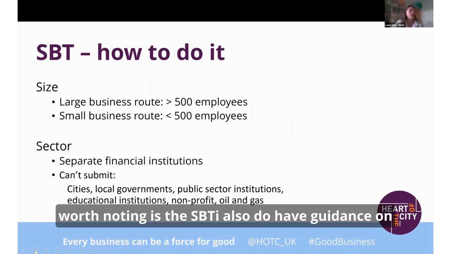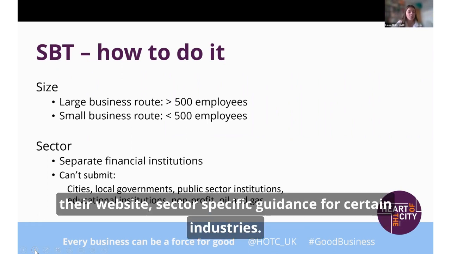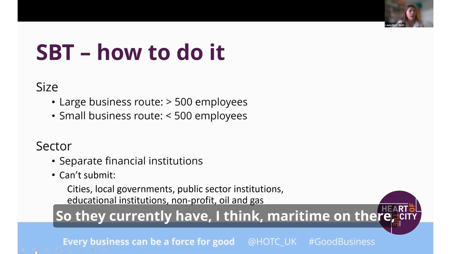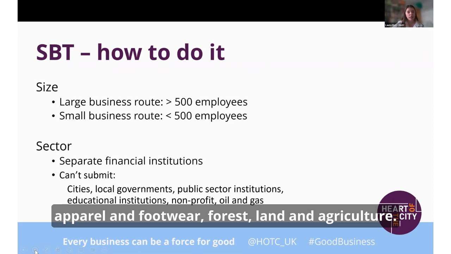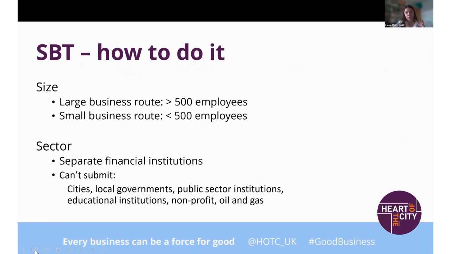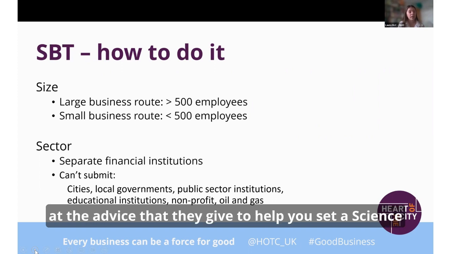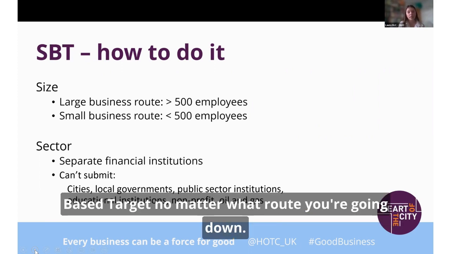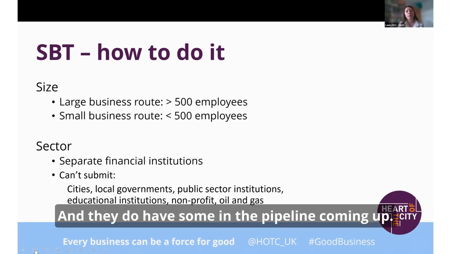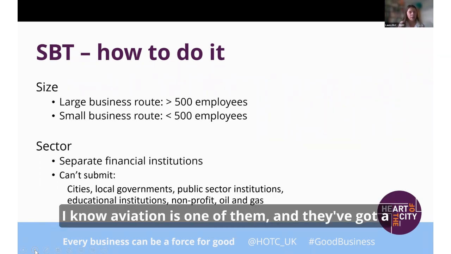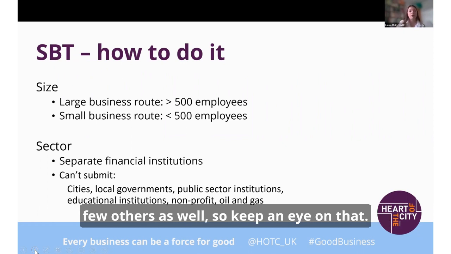Something else also worth noting is the SBTi also do have guidance on their website, sector-specific guidance for certain industries. So they currently have, I think, maritime on there, apparel and footwear, forest, land and agriculture. So if you're in those industries, do go and have a look at the advice that they give to help you set a science-based target, no matter what route you're going down. And they do have some in the pipeline coming up. I know aviation is one of them, and they've got a few others as well, so keep an eye on that.